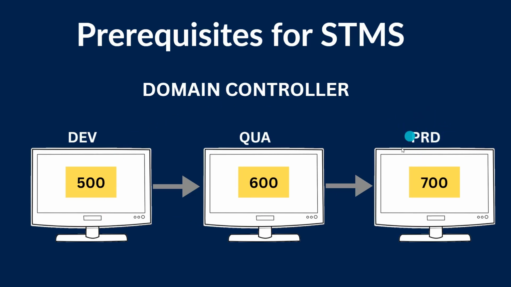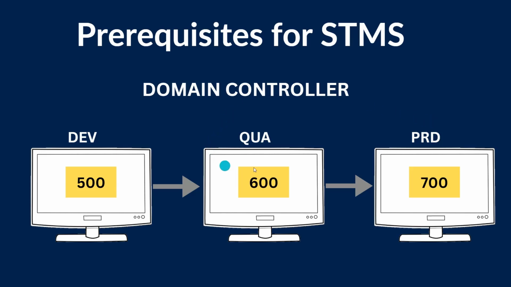Once we configure STMS, what is the benefit? Once you configure STMS throughout the landscape, you can move the data from anywhere. That is the concept. If you generate the TR in the quality system, you can move it to development or production as well.